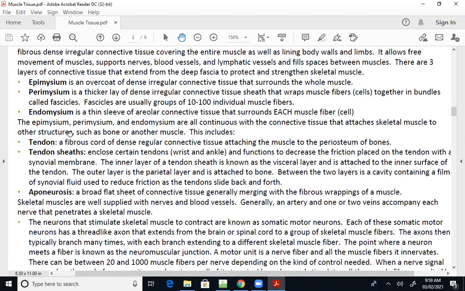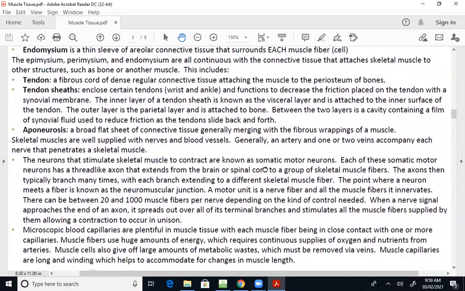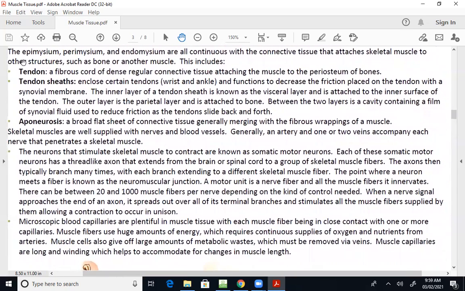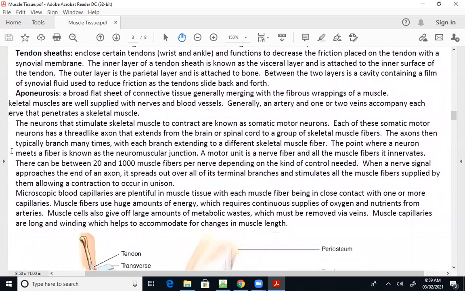Now, the epi, the peri, and the endomysium are all continuous with connective tissues that attach skeletal muscles to other structures, such as bone or, in some cases, another muscle. So that tendon that you can see there in the picture is just like the tendons we learned about last unit, a fibrous cord of dense regular connective tissue attaching muscle to the periosteum, that outer membrane of our bones.